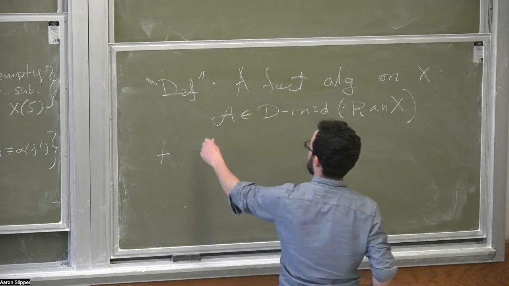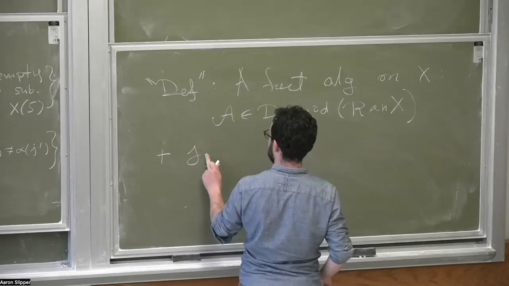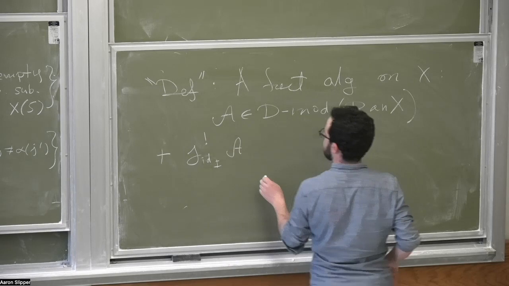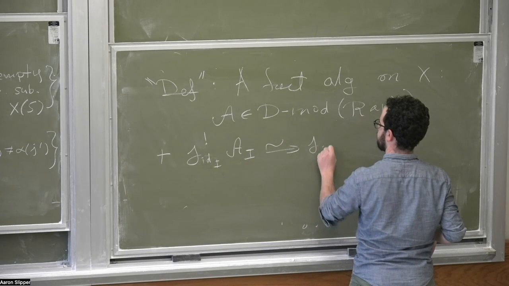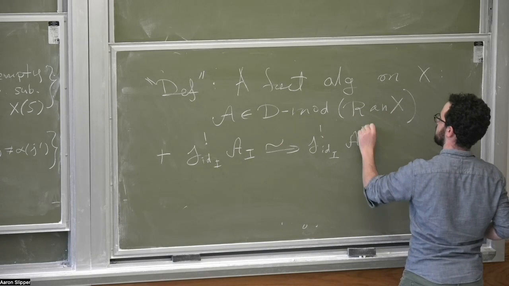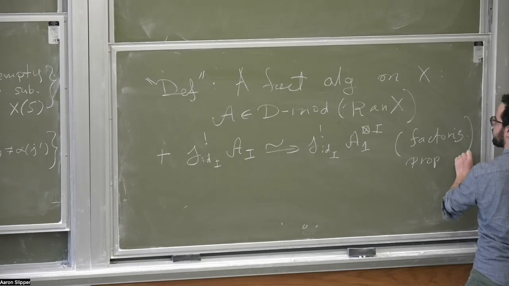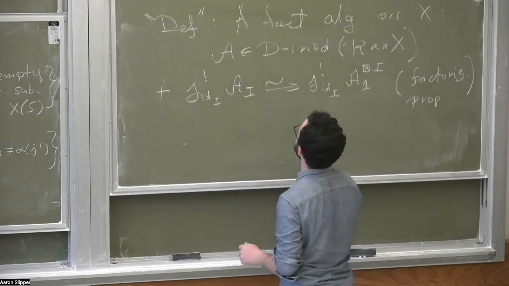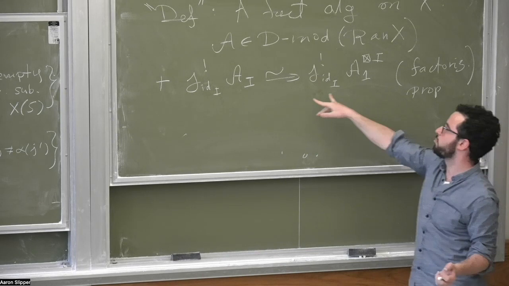So I guess this is again not an equality. At least when you restrict to the locus where all the points are disjoint, this is just going to be I copies of A. So outside of the diagonal, constructing a factorization algebra is trivial, and the main point is to glue it along the embedding of the diagonal.